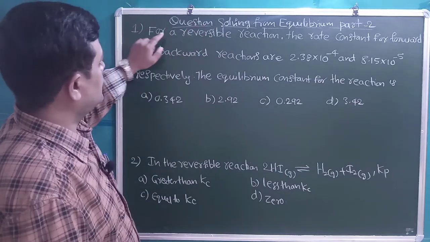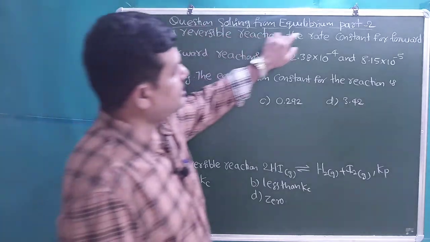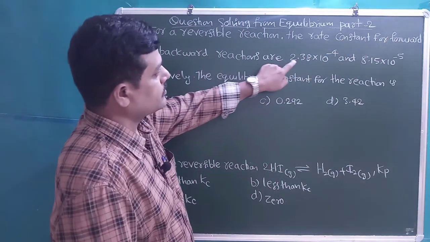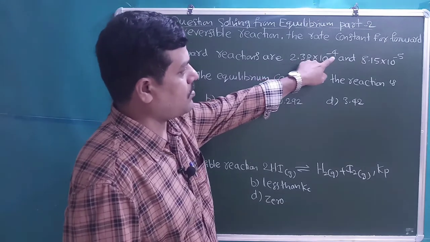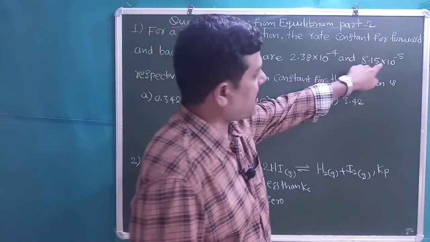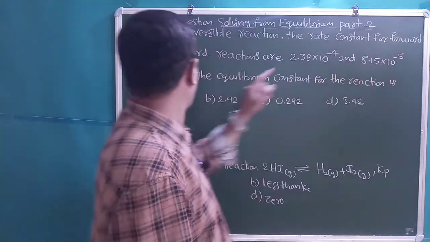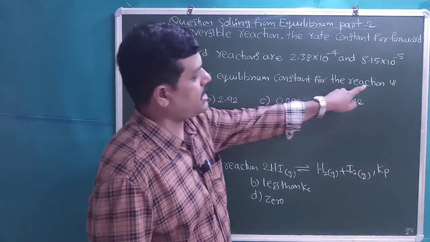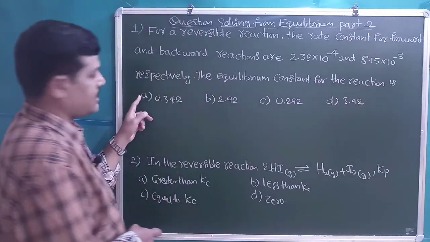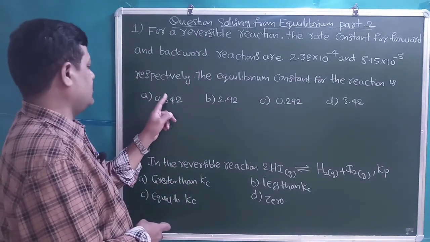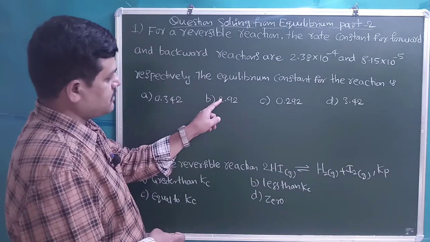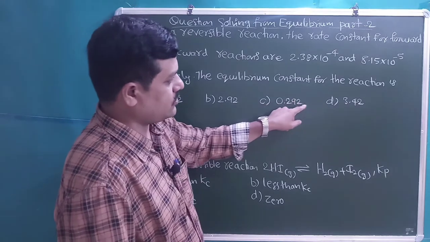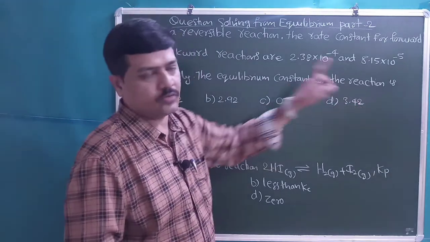First question: for a reversible reaction, the rate constants for forward and backward reactions are 2.38 into 10 power minus 4 and 8.15 into 10 power minus 5 respectively. The equilibrium constant for the reaction is, options are given as: option A 0.342, option B 2.92, option C 0.292, option D 3.42.